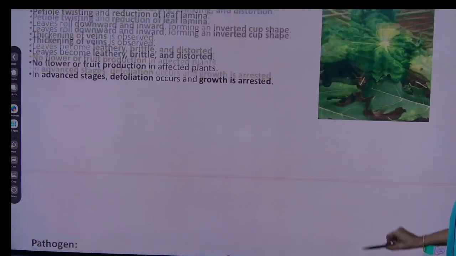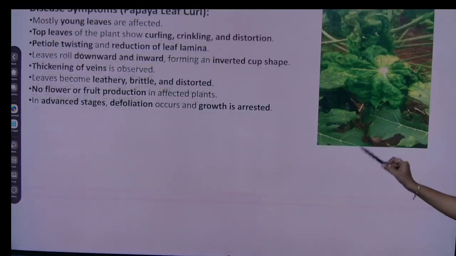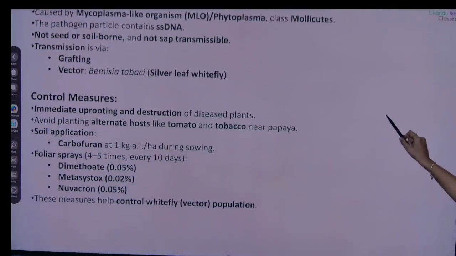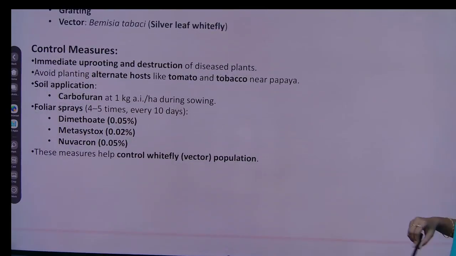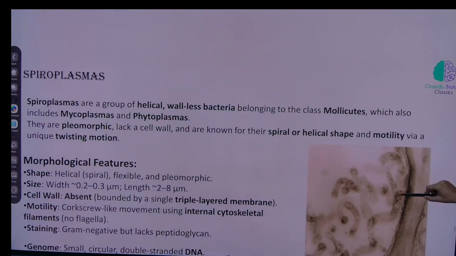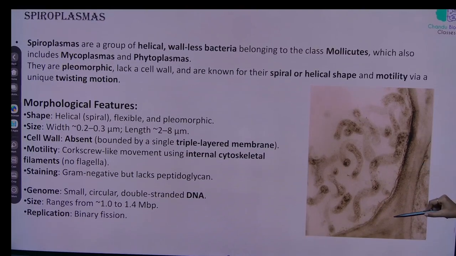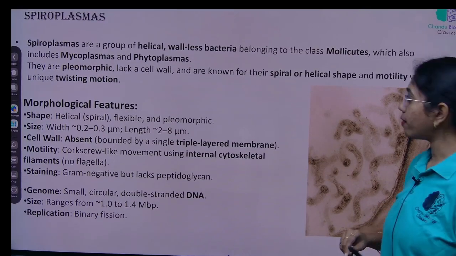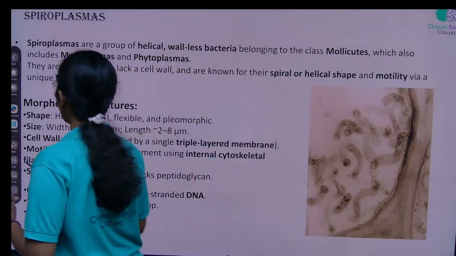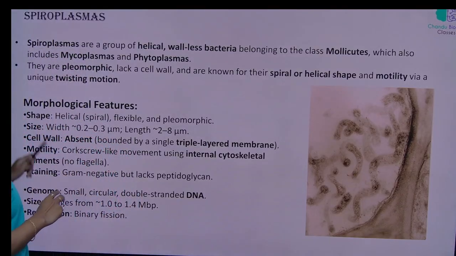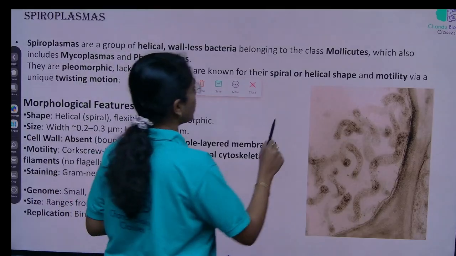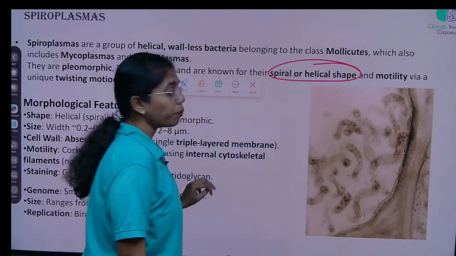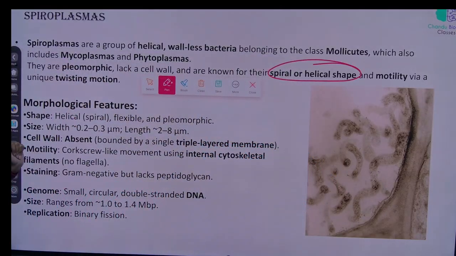Most of the time, repeatedly asked questions are from symptoms and control measures, like what type of foliar sprays we are using. Next is spiroplasmas. Spiroplasmas, unlike phytoplasmas, are helical, wall-less bacteria. Same wall-less bacteria, but they are helical. They are pleomorphic again, spiral or helical in shape. Because of its shape only we call it spiroplasma.